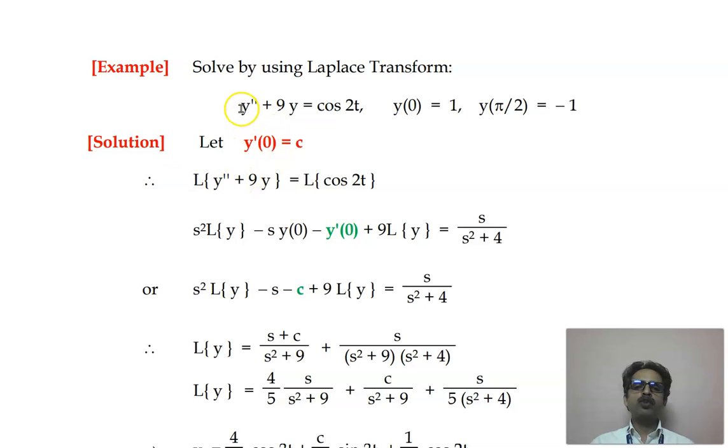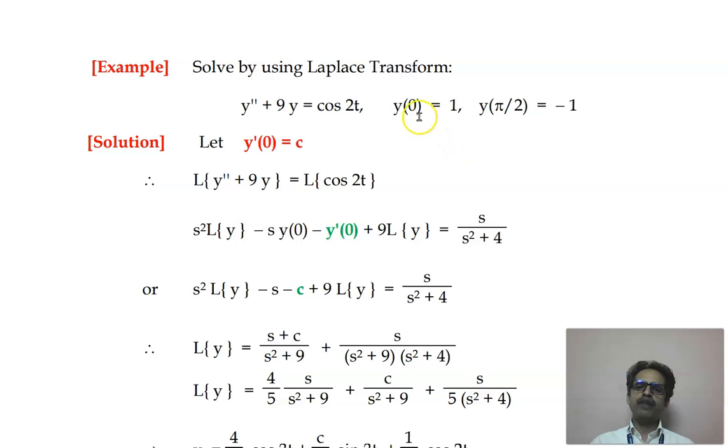Take Laplace on both sides of this equation. Then you apply linear property. Also use standard formulas here. Laplace of y double dash is s square Laplace of y minus s y at 0 minus y dash at 0, plus the constant 9 you can take out, and Laplace of y. And here in the right hand side you can apply standard formula. Use that table given in the previous video. It is s upon s square plus 4.